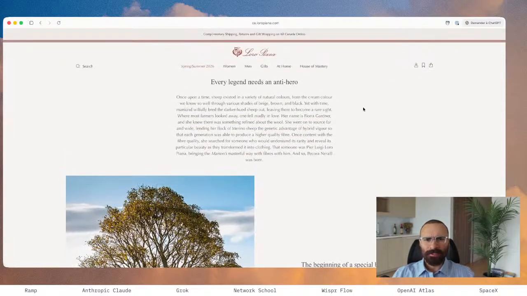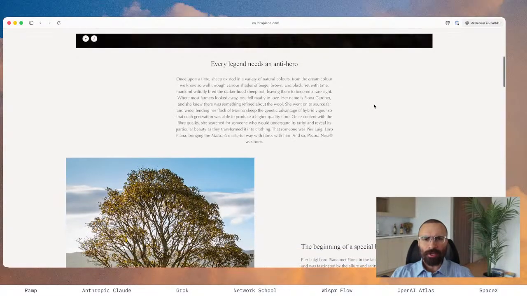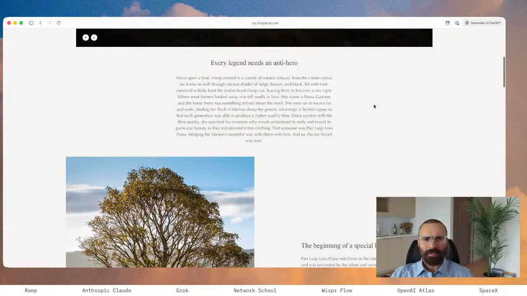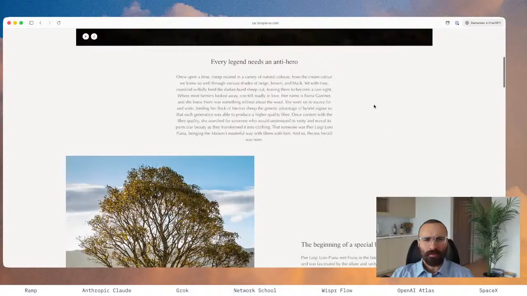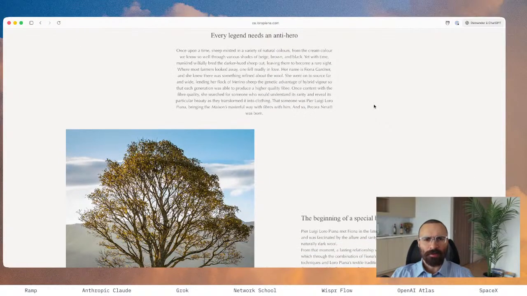Once upon a time, sheep existed in a variety of natural colors, from the cream color we know so well through various shades of beige, brown, black. Yet with time, mankind willfully bred the darker hued sheep out, leaving them to become a rare sight. When most farmers looked away, one fell madly in love. Her name is Fiona Gardner, and she knew there was something refined about the wool. She went on to source far and wide, lending her flock of merino sheep the genetic advantage of hybrid vigor, so that each generation was able to produce a higher quality fiber.